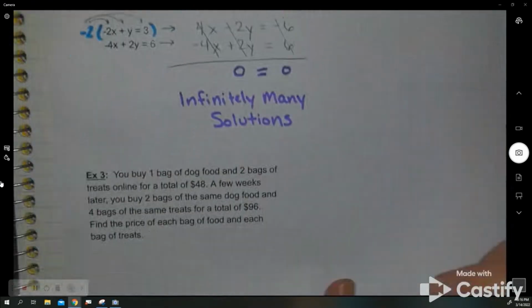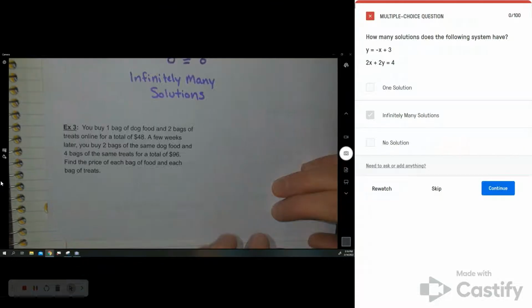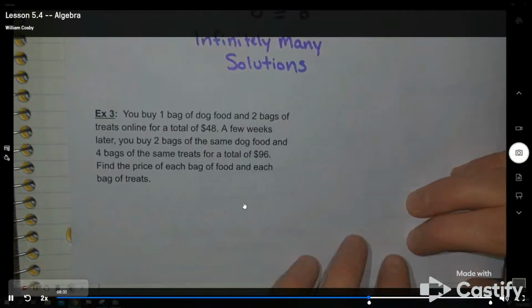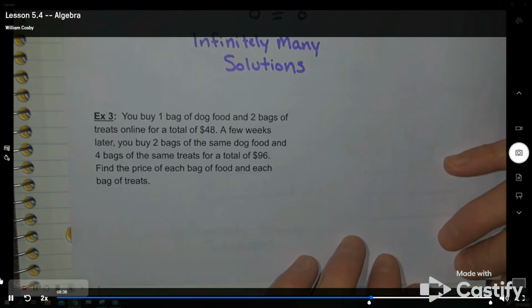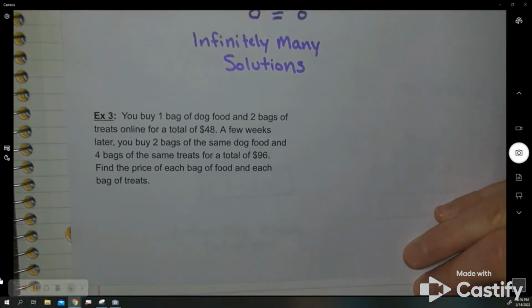All right, so let's take a look at example 3. You buy 1 bag of dog food and 2 bags of treats online for a total of $48. A few weeks later, you buy 2 bags of the same dog food and 4 bags of the same treats for a total of $96. Find the price of each bag of food and each bag of treats.